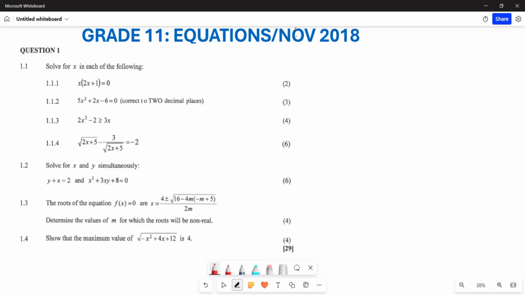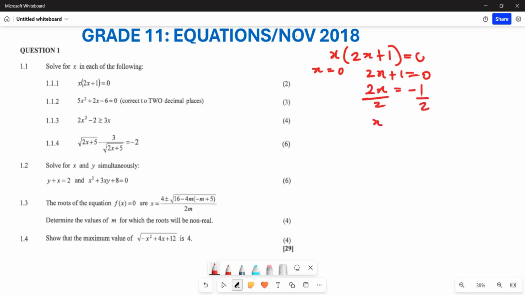Starting here, you have x(2x + 1) = 0. What's the first thing you're going to do here? This is already factorized, which means x = 0 or 2x + 1 = 0. From here, 2x = -1, divide by 2 on both sides, which means x is the same as -1/2.